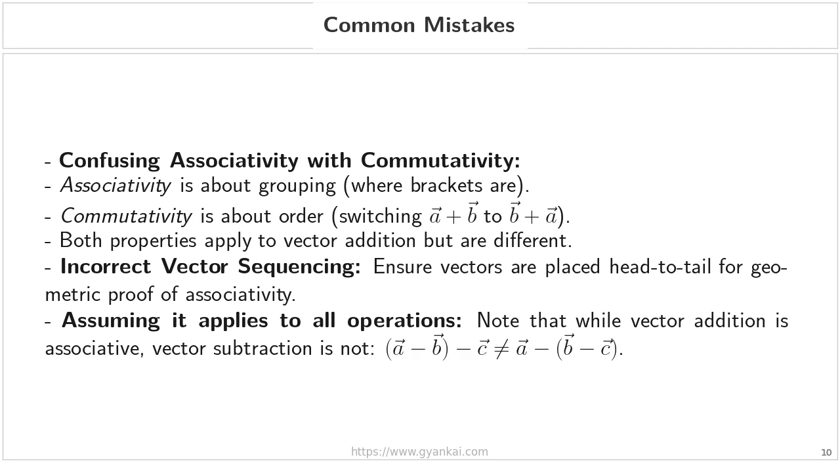Finally, a very important warning. Do not assume that this property applies to all mathematical operations. While we have proven that vector addition is associative, please note that vector subtraction is not. If you look at the expression, vector A minus vector B minus vector C, it is not equal to vector A minus the quantity vector B minus vector C. The grouping matters immensely when subtraction is involved.